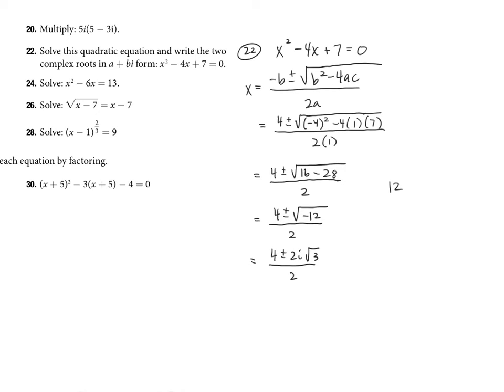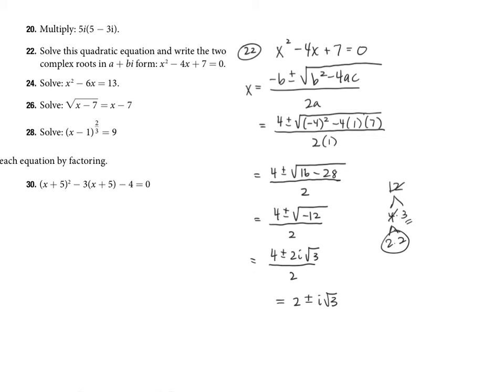In case you didn't watch that one, I guess I should do that one real quick. So 2 comes out, 3 stays under, and the negative comes out as the I. And so now everything is evenly divisible by 2. So this will be 2 plus or minus I square root of 3. And that would be your two solutions.